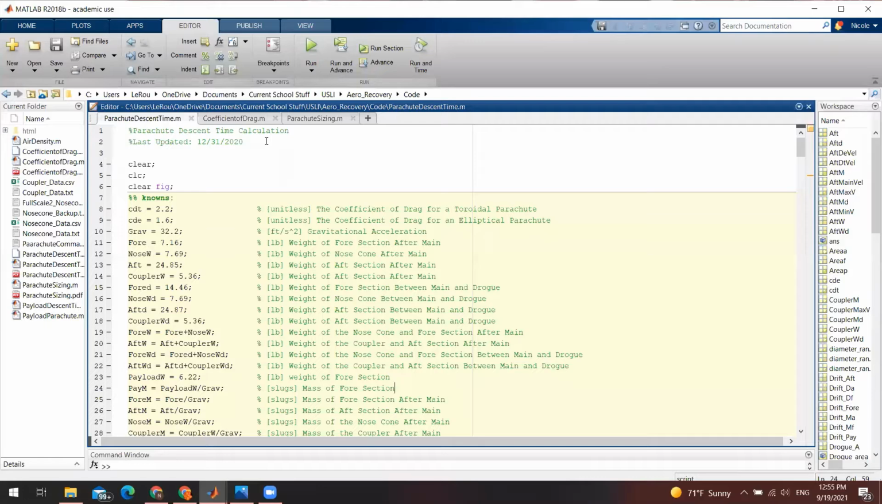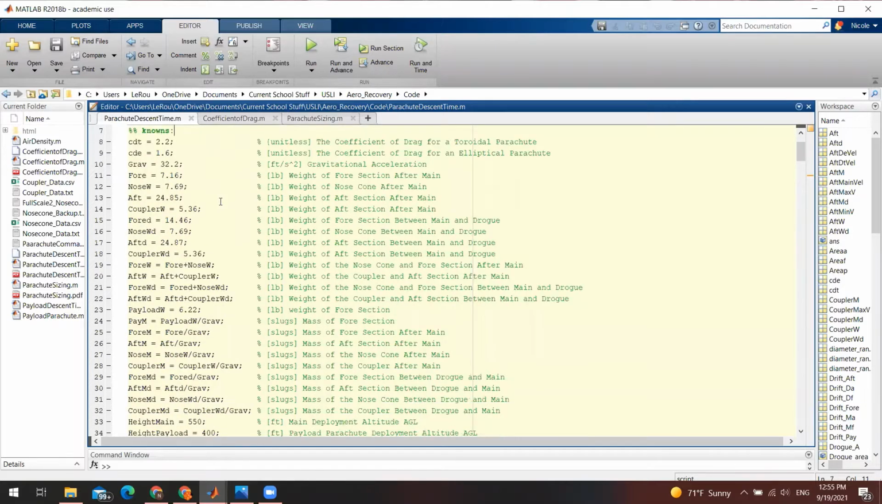First off, it's always a good idea to label your code and have a last updated date, just so that you know how up to date your code is and you can keep track of the versions of your code. And then of course the clear, clc, and clear figures. This code has a lot of figures which you'll see at the end, so we want to make sure we're clearing them after each one. And then we'll get into the knowns here.